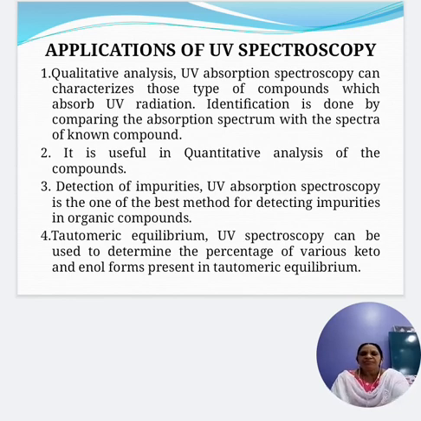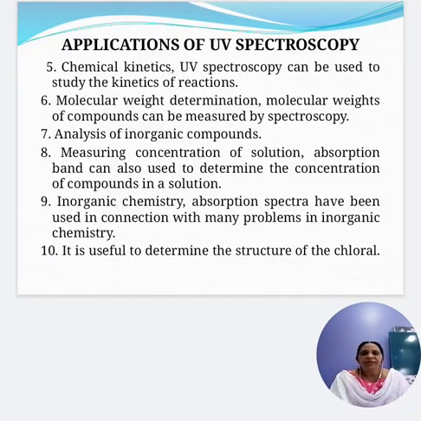Then the fifth one is that it is useful in chemical kinetics. UV spectroscopy can be used to study the kinetics of reactions, which is called chemical kinetics. Then it can be used to determine the molecular weight of compounds, which can be measured using this spectroscopy.